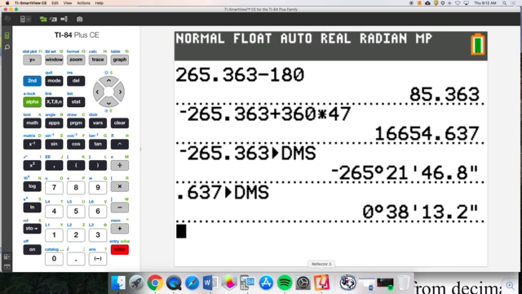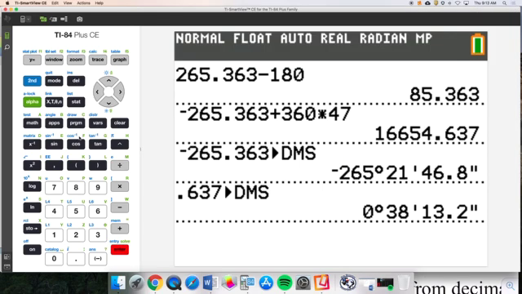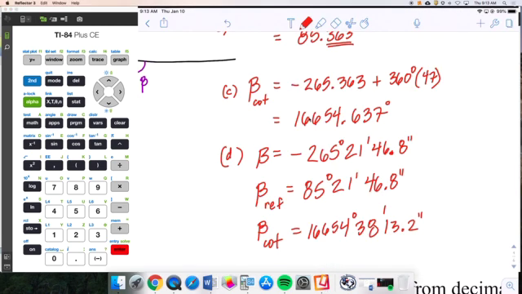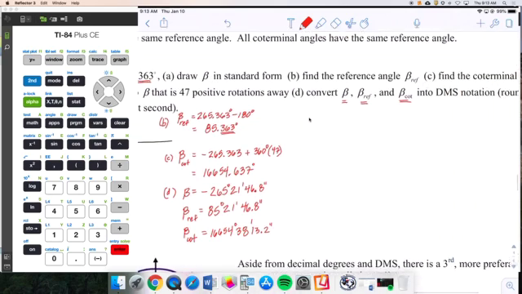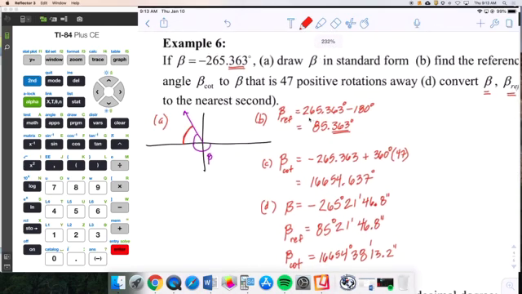Well, we know it's not 0 degrees because we had 16654. So you're going to write down 16654 because that's full degrees, and then you're going to put 38 minutes and 13.2 seconds. Now, of course, you don't have to do it the way I just said. You could actually just every single time type in the entire angle and then go to option 4 and convert it, okay? So there they are. That's just a question that kind of puts everything we've been doing into one problem.